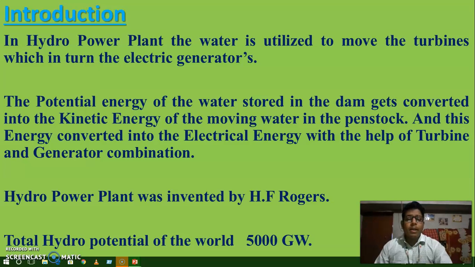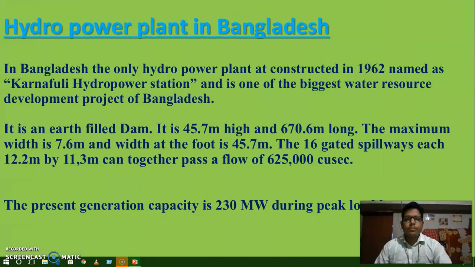The hydropower plant was invented by H.F. Rogers, and the total hydro potential of the world is 5,000 gigawatts. And hydropower plant in Bangladesh. In Bangladesh, the only hydropower plant, under construction in 1962, is named Kaptai Hydropower Plant Station, and it is one of the biggest water resource development projects of Bangladesh. It is an earth-filled dam.